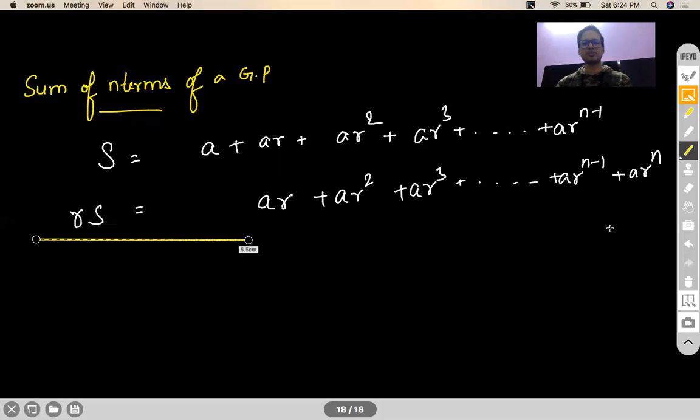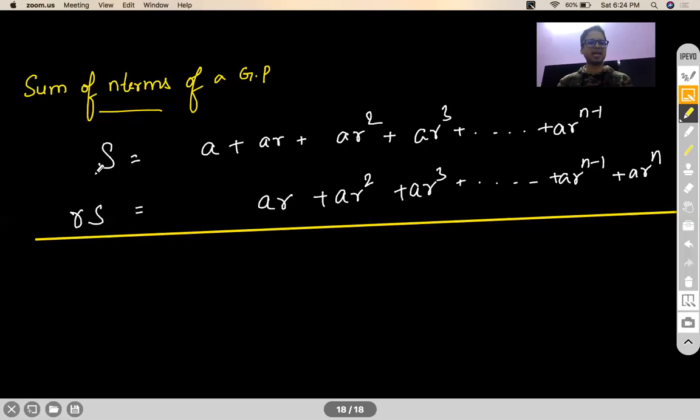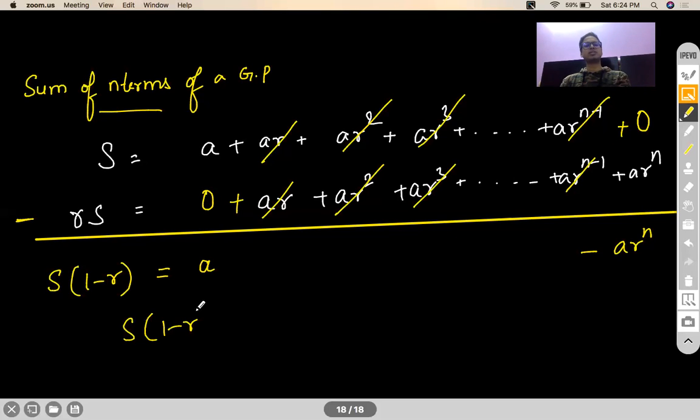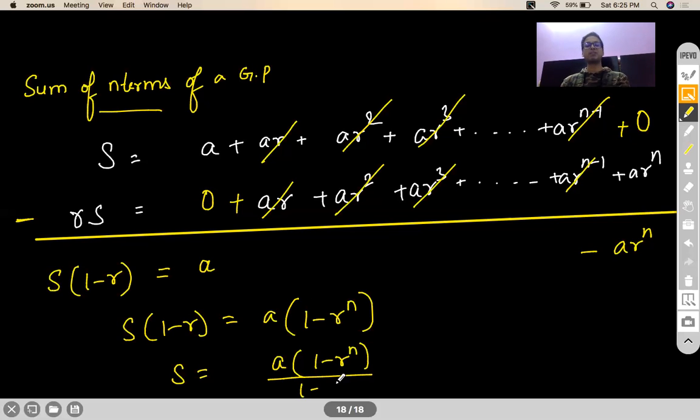Now what I'm going to do is I'm going to subtract both of them. So if you subtract, S minus rS is like S times 1 minus r. Let's say I have 0 over here if nothing is there, so a minus 0 will be a. This will be cancelling off, cancelling off, cancelling off, cancelling off, and I will have minus ar to the power n over here. In other words, S times 1 minus r is a times 1 minus r to the power n. So S could be written as a times 1 minus r to the power n by 1 minus r.